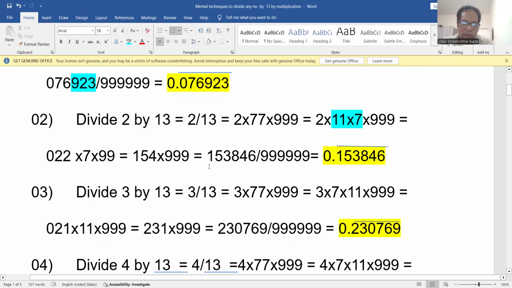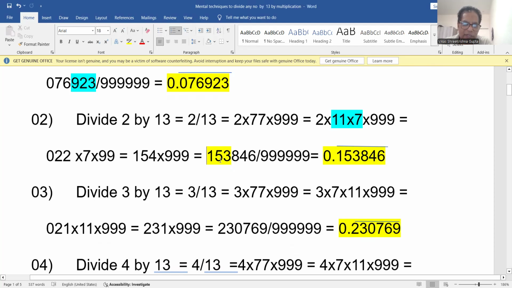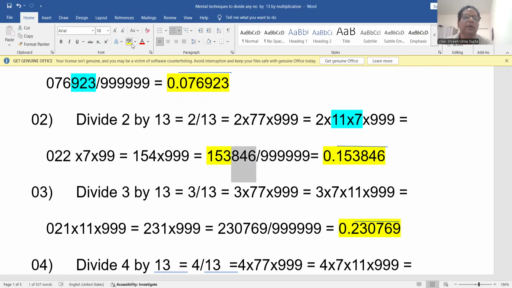And then the 9's complement of 153. That is 9 minus 1 is 8, 9 minus 5 is 4, and 9 minus 3 is 6. So the 9's complement of 153 is 846. And this is my answer.